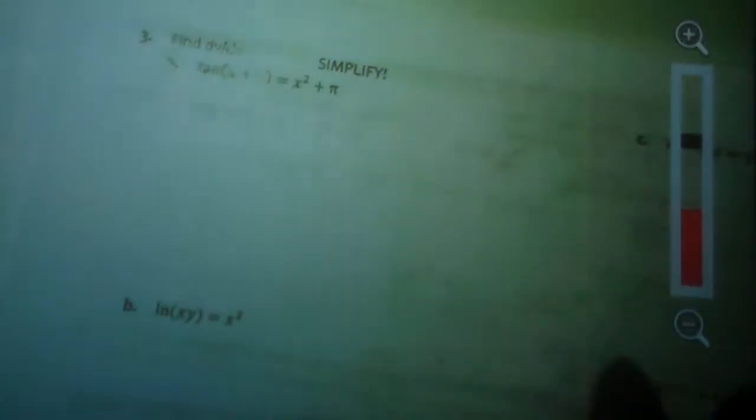Alright, solving for dy/dx and trying to simplify. Here we're going to use chain rule. Derivative of tangent is secant squared. Leave the inside alone, then multiply by the derivative of the inside. Derivative of x squared is 2x.